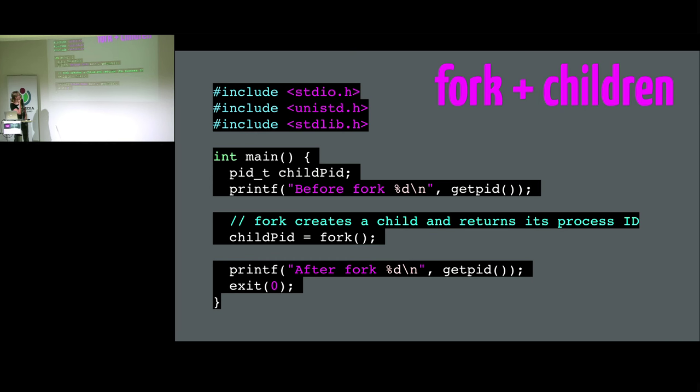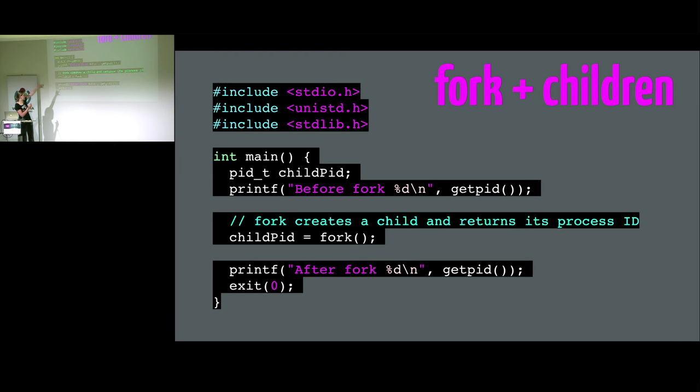Then also the parent ID and the child ID, and then the parent ID again, because it's forked. So what he said is it would run before fork, and then it would show the ID of the parent, and then it would print after fork with the parent ID, and then it would print after fork with the child ID. So because it's forked, suddenly at this point of forking, we have two programs running.